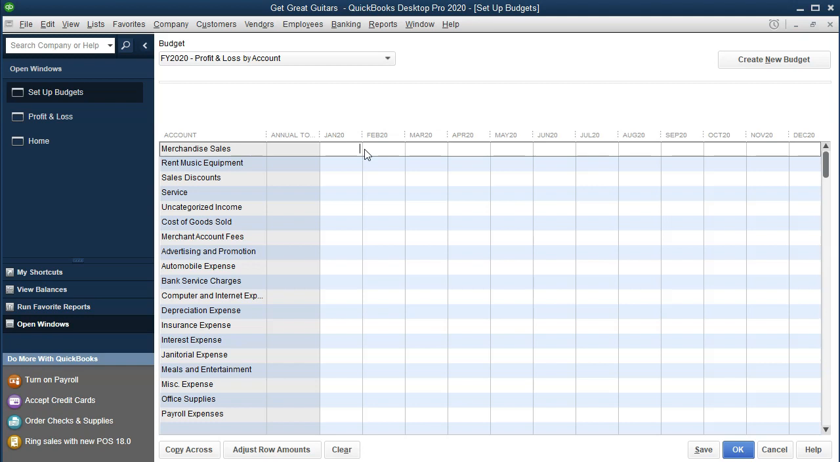So we're going to start first with the merchandise sales. We're going to say the merchandise sales are going to be 500 and say tab. Then I'm going to go back on that 500 and I want to copy it across, but I also want to predict that the merchandise sales are going to go up by a standard rate. So we think this one is actually going to increase.